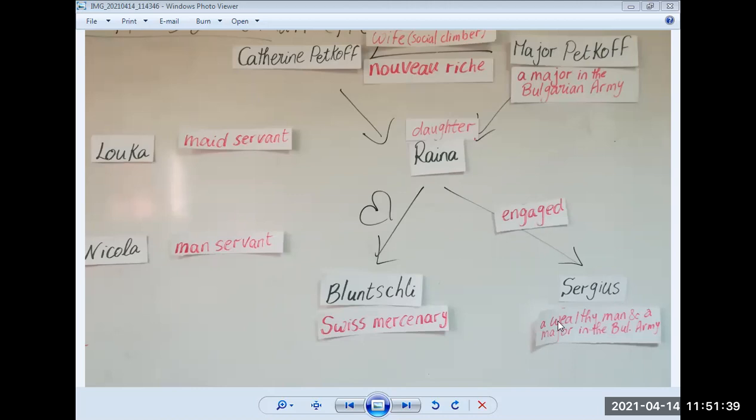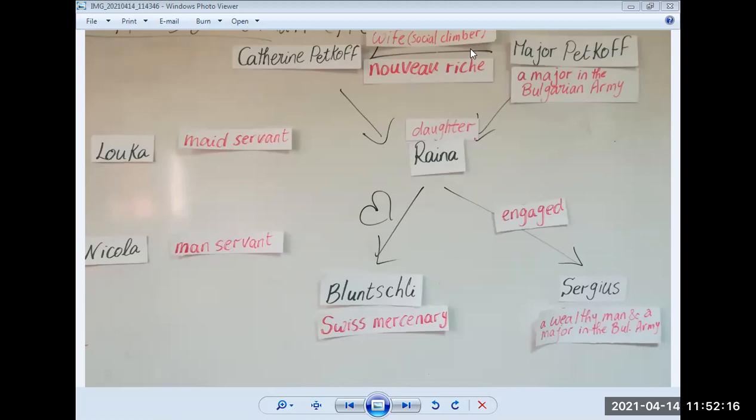Raina was engaged to a wealthy man and a major in the Bulgarian army called Sergius. And later on, she will fall in love with the Swiss mercenary called Bluntschli. In this house, there were two servants, Luca, the maidservant, and she's a bad example for a servant, and Nicola, a manservant, who's a good example of a servant. And we're going to have examples in the play.